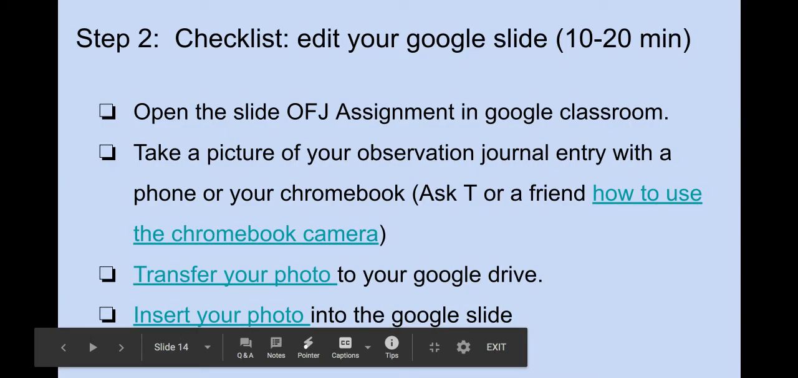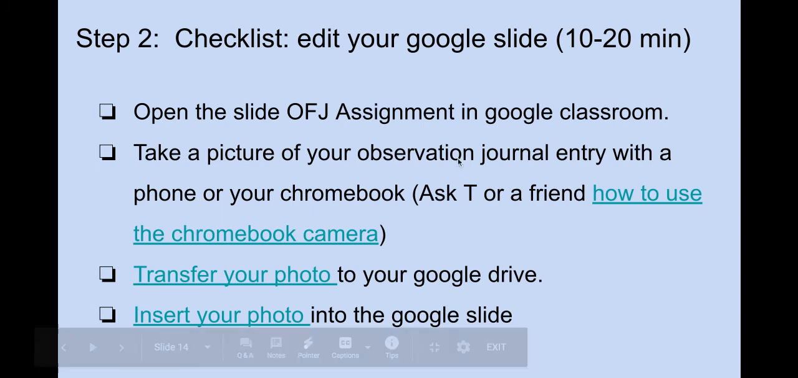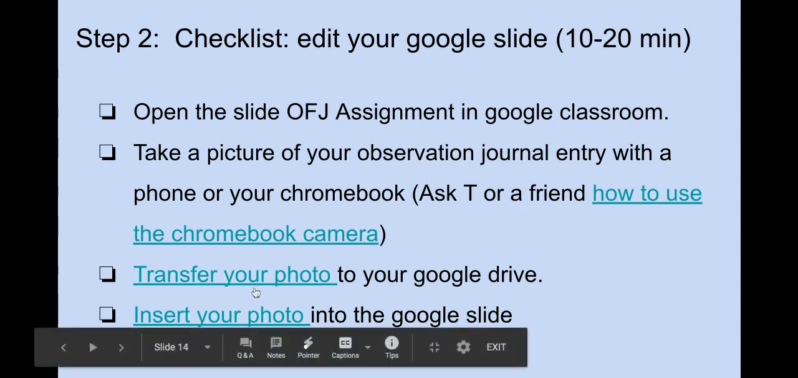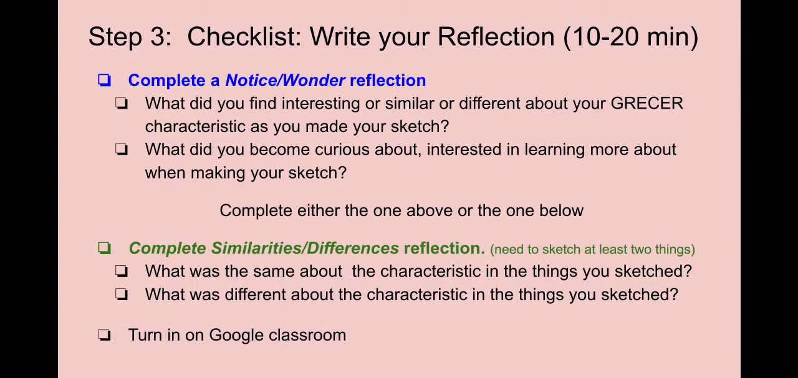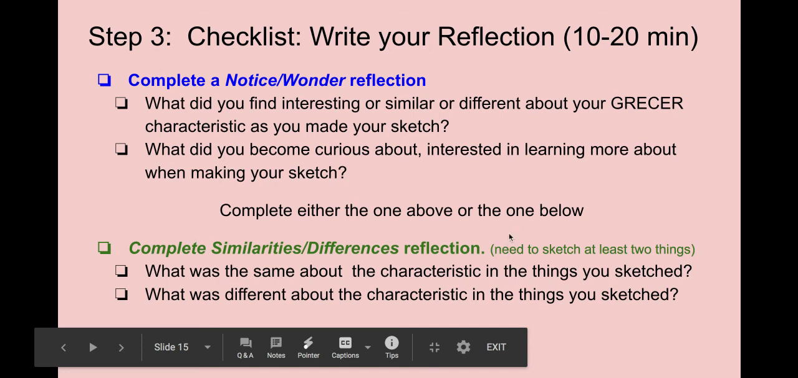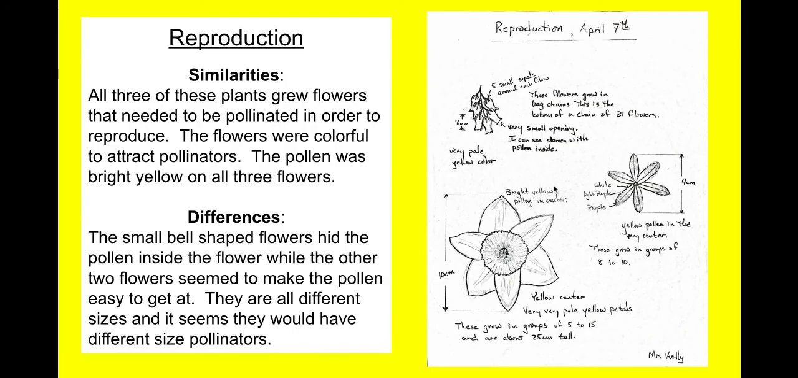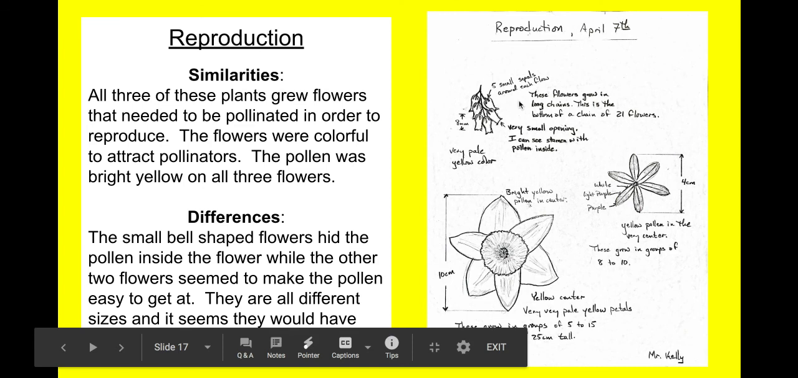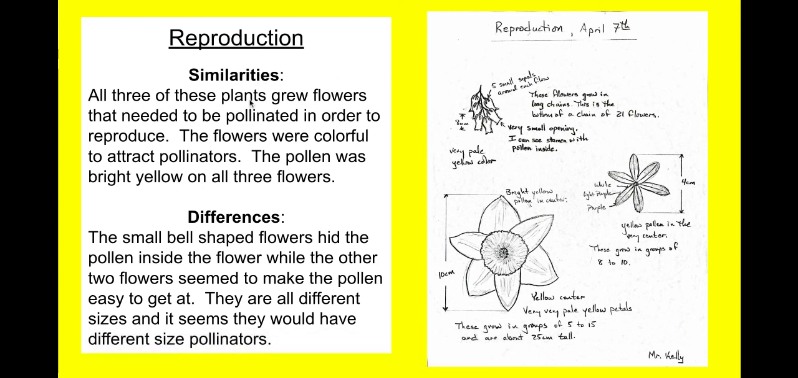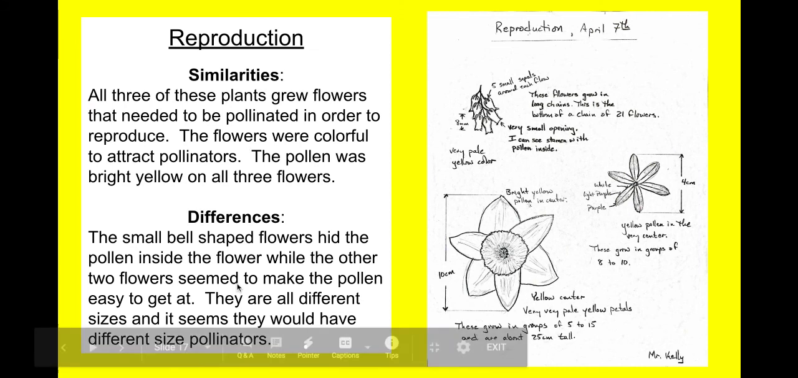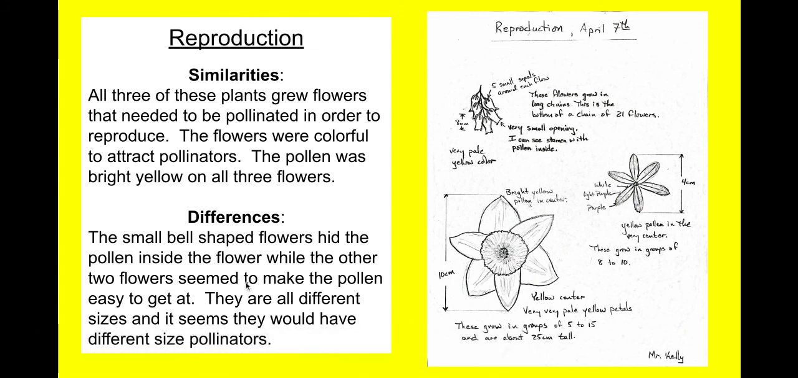Once you have a picture, you're going to insert that picture into a Google slide, and you're going to edit this Google slide. There are some links about how to do that. I've included some links in the assignment about how to make the slide out of your drawing. And then you're going to write a reflection about it. These are some instructions for how you write the reflection. The idea is that at the end of this, you're going to have your drawing over here. This is Mr. Kelly's awesome drawing. And you're going to have a little description of some similarities, differences, or some noticing and wondering that you've done.